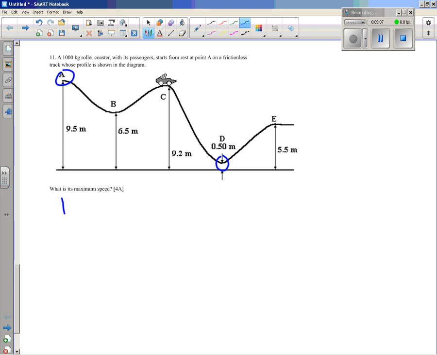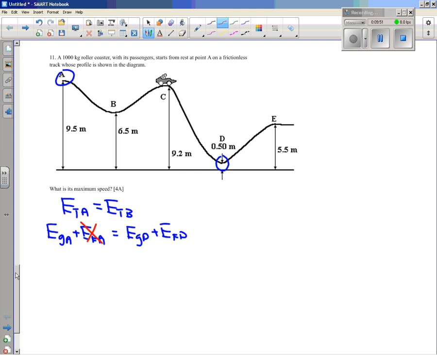So I'm going to say that the total energy at point A is equal to the total energy at point D. At A, I'm going to write it all out. It's got some gravitational potential and some kinetic energy at A. I'm not writing in spring or elastic energy because there are no springs in this question. That is equal to gravitational potential energy at D plus the kinetic energy at D. Now, one of those terms I can eliminate because it says that it starts at point A at rest. So that means it's got no kinetic energy to begin with.